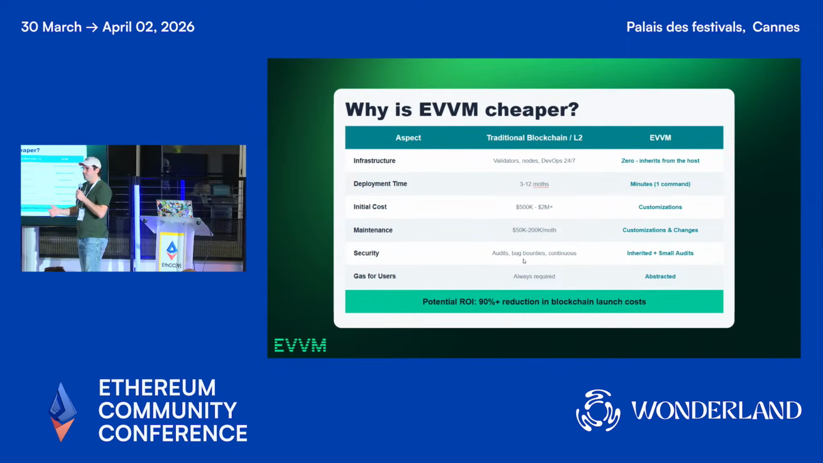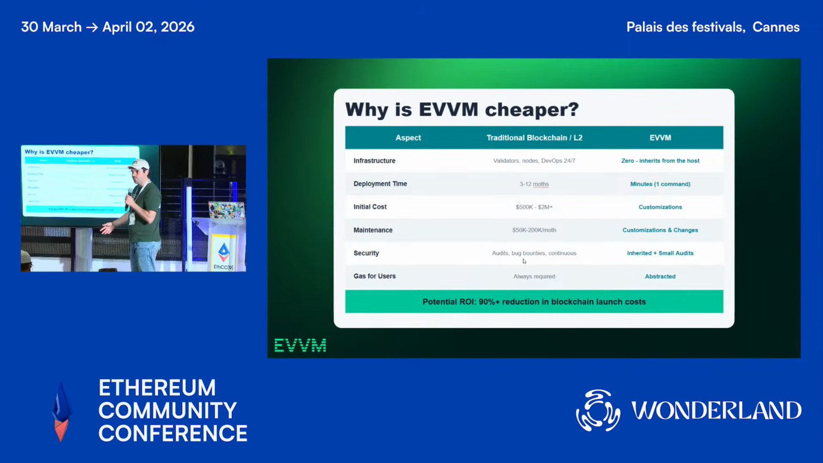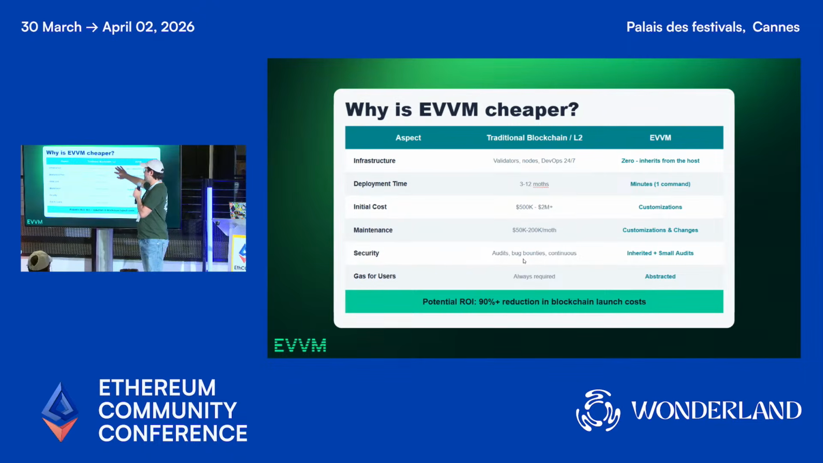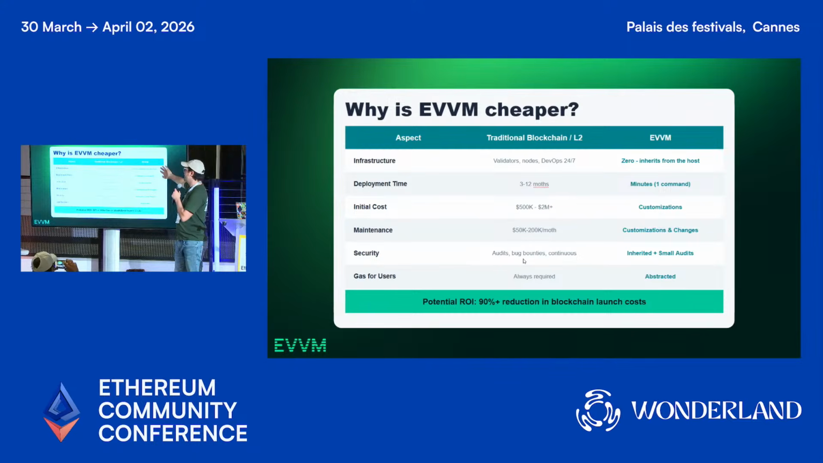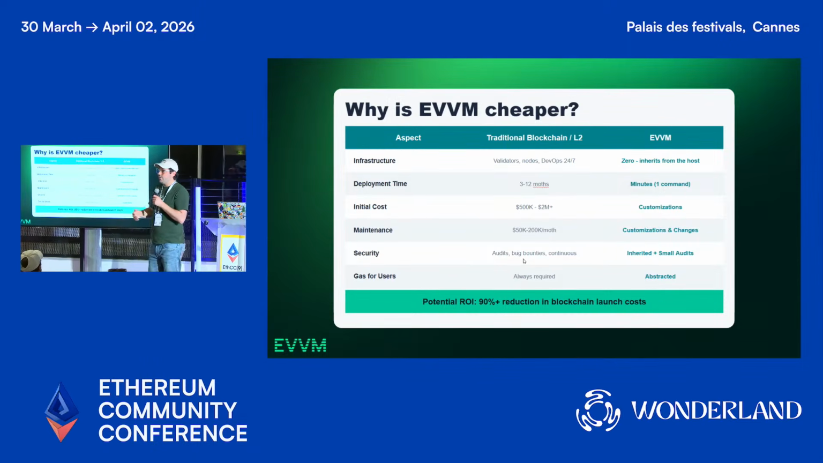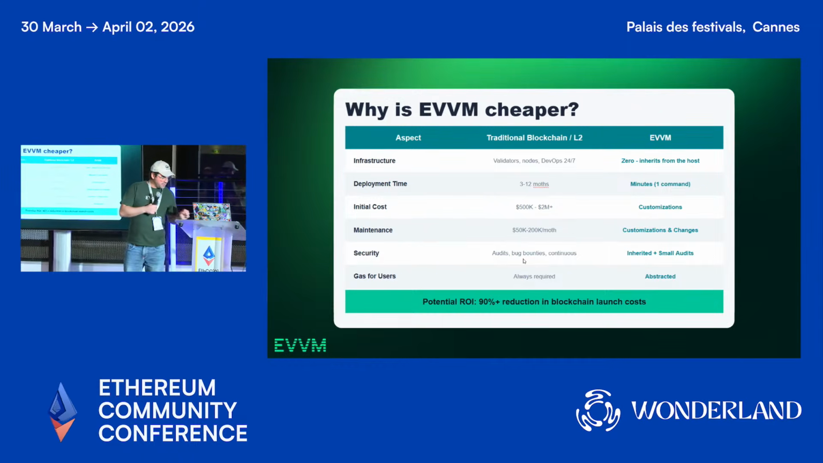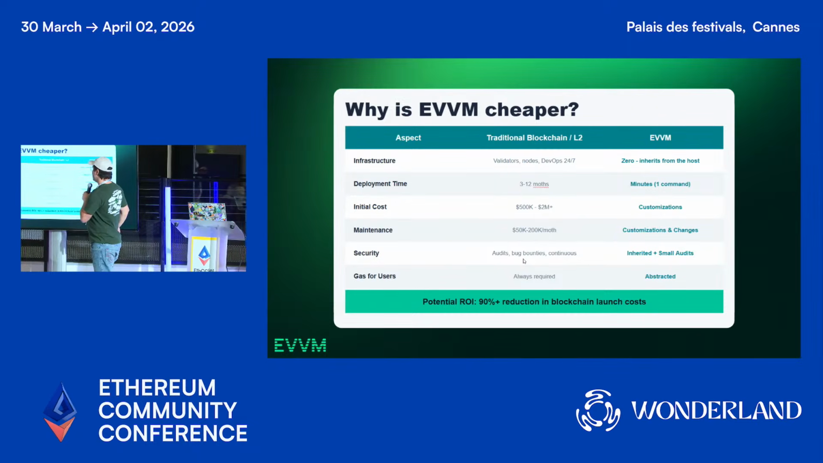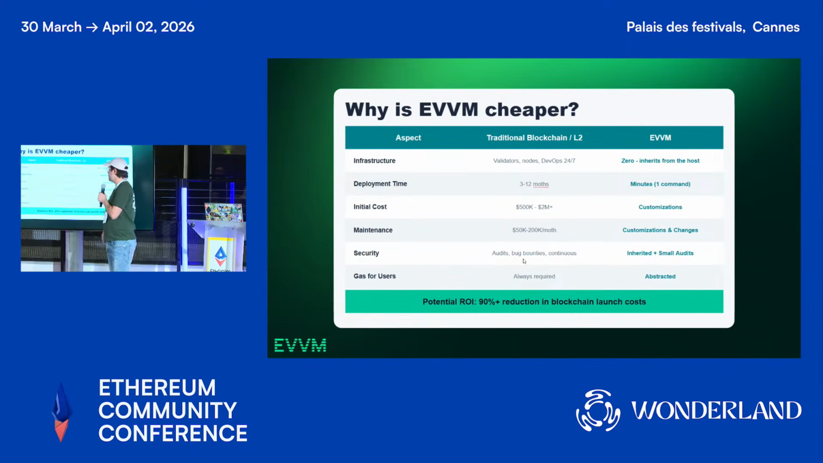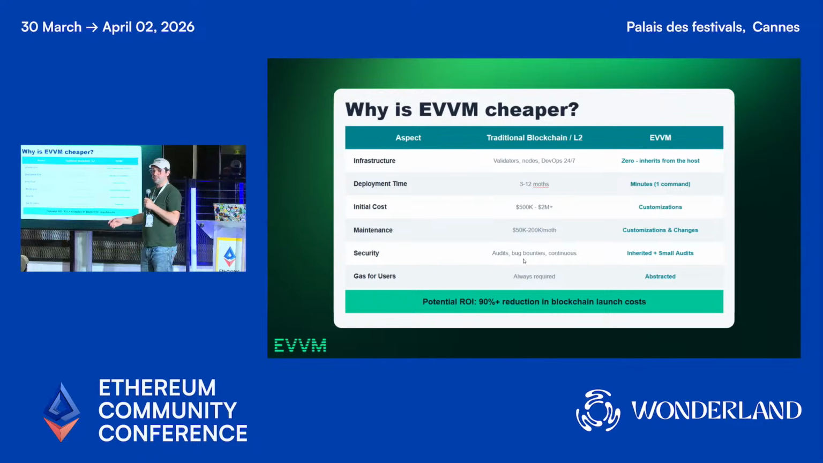Why is the EVM cheaper, and why is it an interesting option? Well, in a traditional blockchain or L2, you need validators, nodes, and DevOps. Here you have 0, because you inherit from the host. You have to be very aware of which host you are going to use. Deployment time for a traditional blockchain is 3 to 12 months. In the EVM it is 1 command, could be 1 minute, and you have it. We have a CLI deployer.